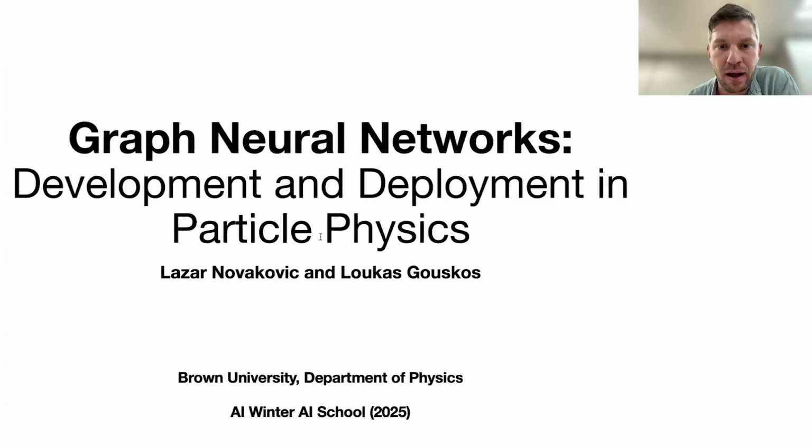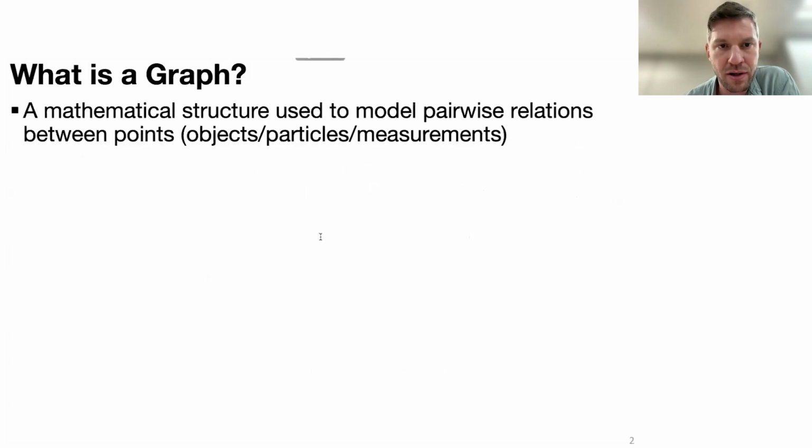So this session we carried out, Lazar and myself. This is focusing on graph neural networks and developing and deploying graph neural networks in particle physics. The first part is more on the theory, the scope, the motivation, and the importance of these techniques. And we also have a hands-on session using Colab notebooks. I guess you can see the slides and you can hear me.